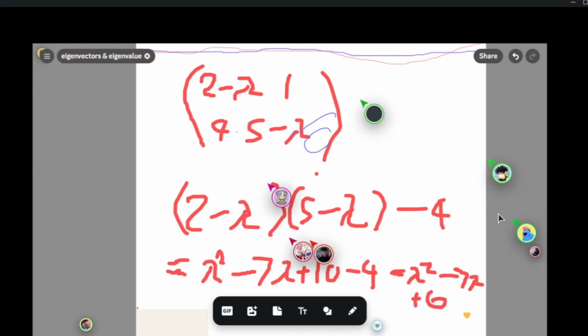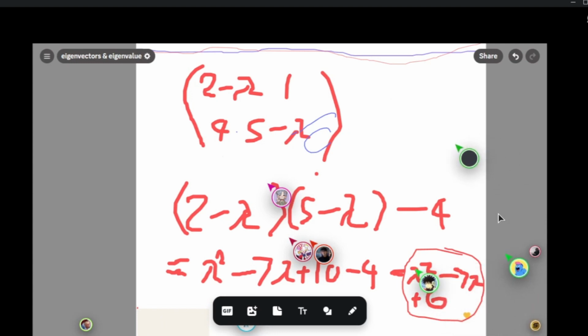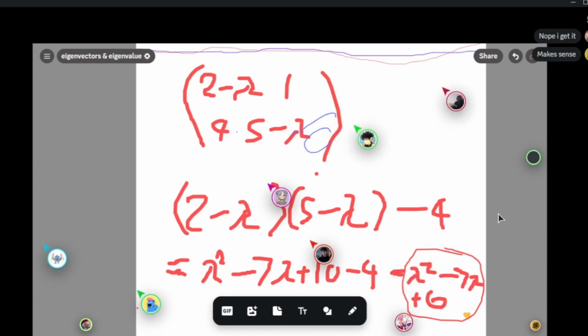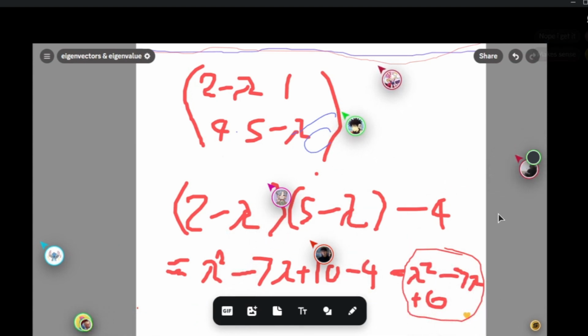Okay, so is anyone stuck on this, like how I got to this quadratic over here? If you are, just shout. Alright, nice. Cool, cool. After this, I'm doing a 3 by 3 matrix, which is going to be a lot longer than this one. So we'll see how that works.